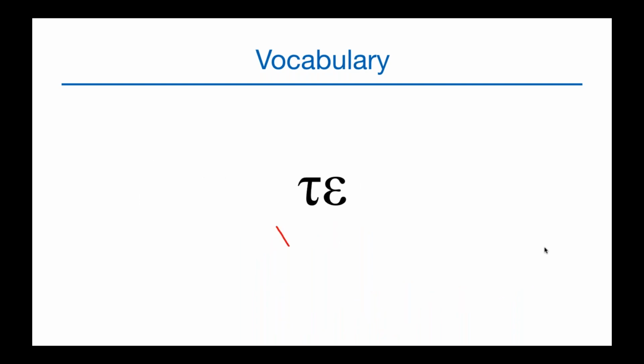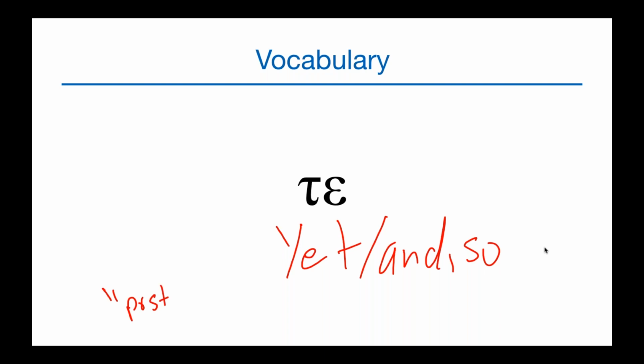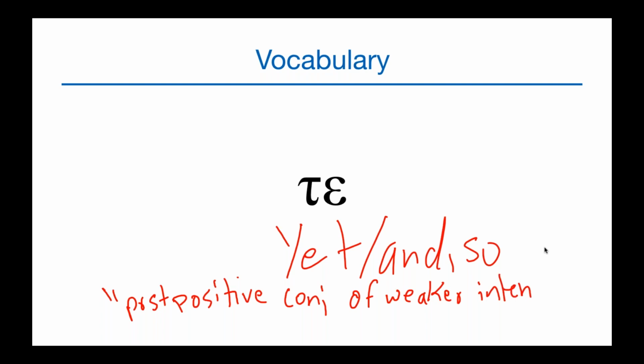Te. I usually see people put yet as the most direct translation for this. It really can be yet and so. The actual meaning of it is a post-positive conjunction of weaker intensity than kai, whatever that means.